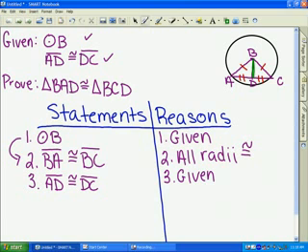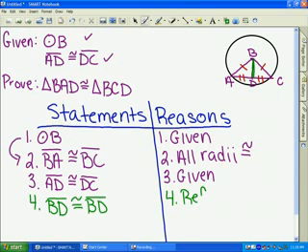So we can make a statement that BD for the triangle on the left is congruent to BD in the triangle on the right. And the reason that says anything is congruent to itself is the reflexive property. We know things are congruent. That allows us to put another set of tick marks. Do we have 3 sets of tick marks? Yes.